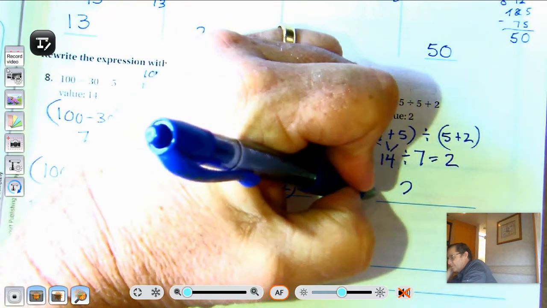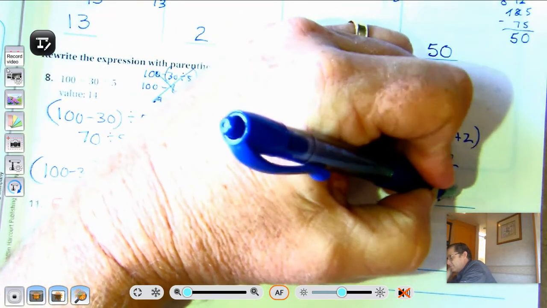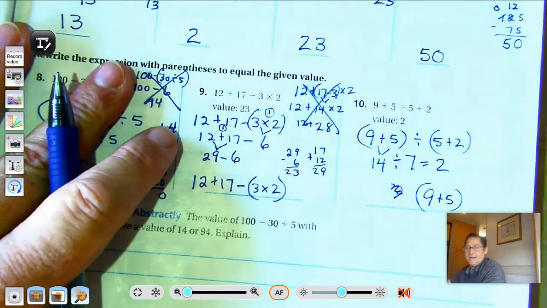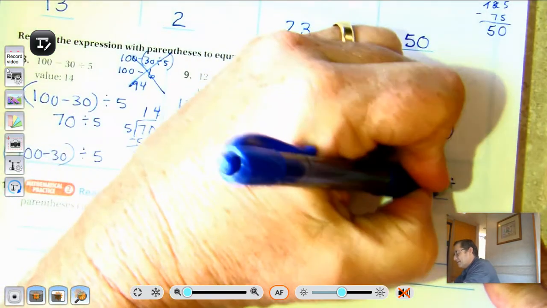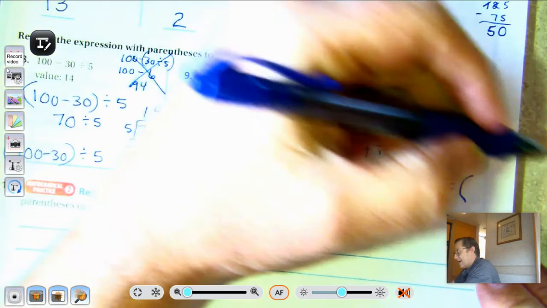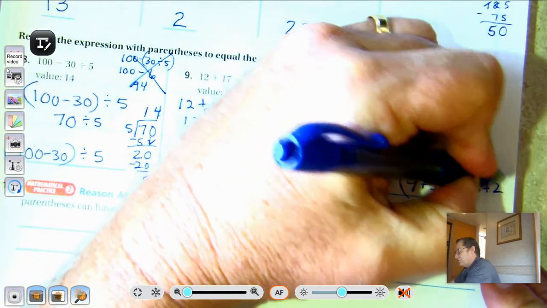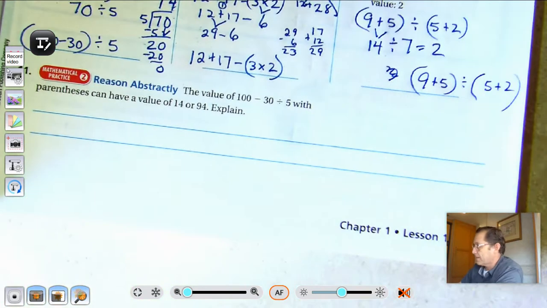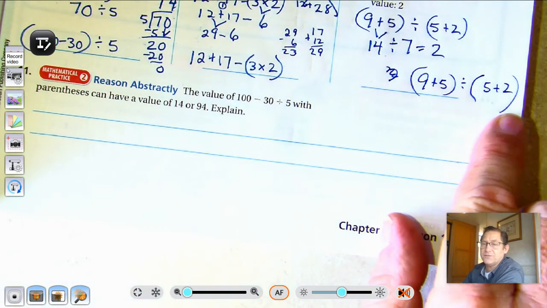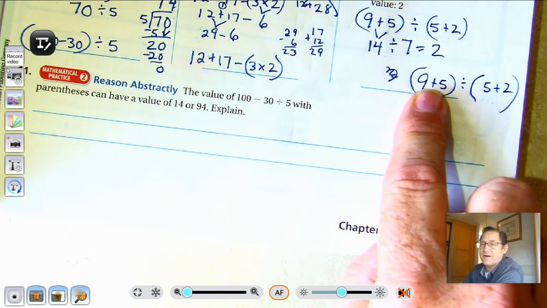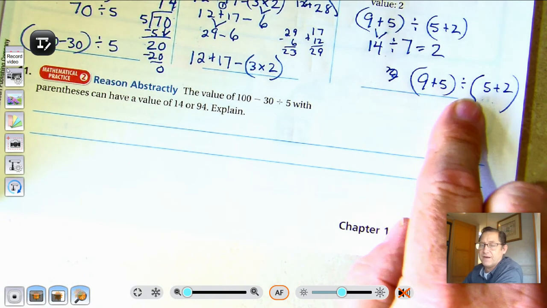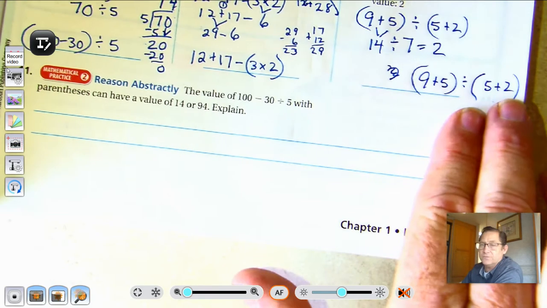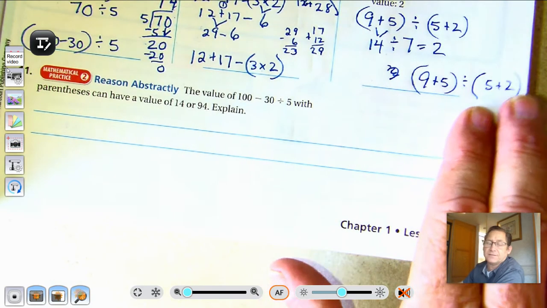So it's going to be 9 plus 5 in parentheses, because I want to add those first. And then I'm going to divide by the sum of 5 and 2. So we're going to have 2 parentheses this time. If I don't put a parenthesis around 5 and 2, then after I figure out 9 plus 5, I have to divide by 5. And that's not going to be right. So I want to add the 5 and 2 first.